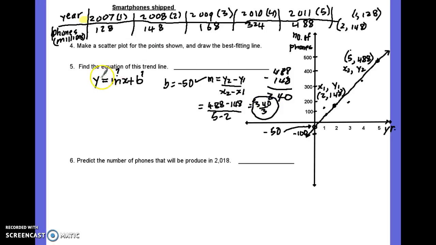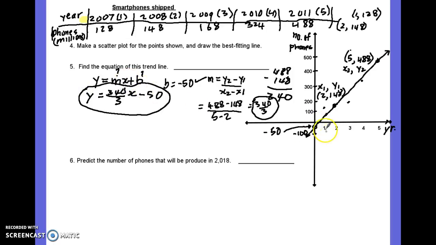So when I come over here now and I employ the y equals mx plus b equation, y stays as is, but the m is this 340 over 3. So it's 340 over 3 for m. x stays as is. And what's the b again? Right here, minus 50. So that's the answer to this part. Find the equation of this trend line. This is the equation, which will be very helpful to us. We'll be able to use this to make predictions.